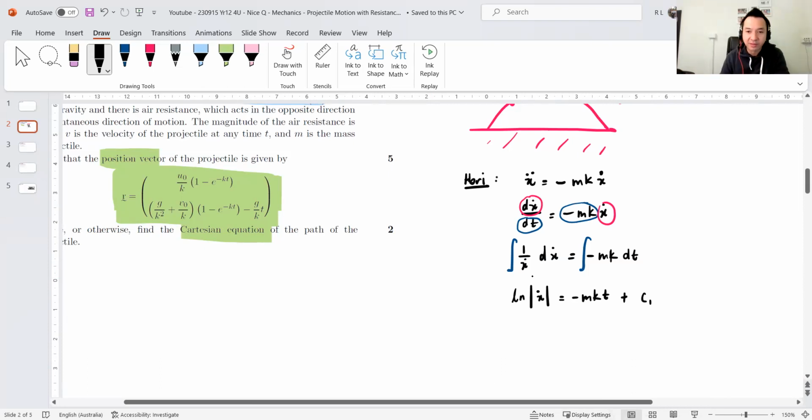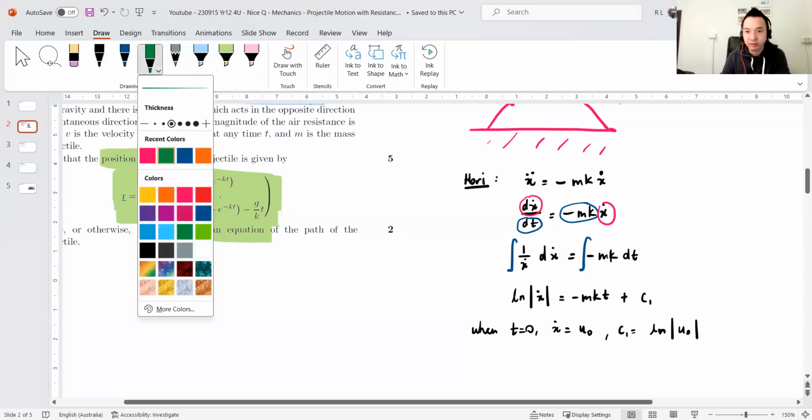At this junction, it's worthwhile to find the constant. So sub in your initial conditions: when t equals 0, I know that x dot equals u0. That's what's given in the question, right? If you sub all that in, it looks like C1 equals ln u0. So then I would sub this guy. Now let me give it another color.